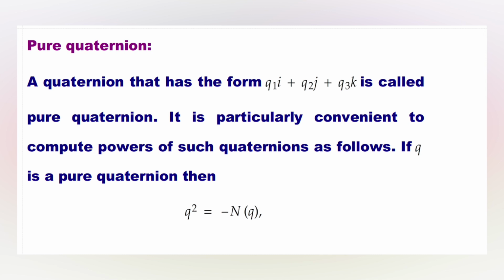Another special quaternion is the pure quaternion. A quaternion that has the form Q1 i plus Q2 j plus Q3 k is called a pure quaternion. It is particularly convenient to compute powers of such quaternions like this.